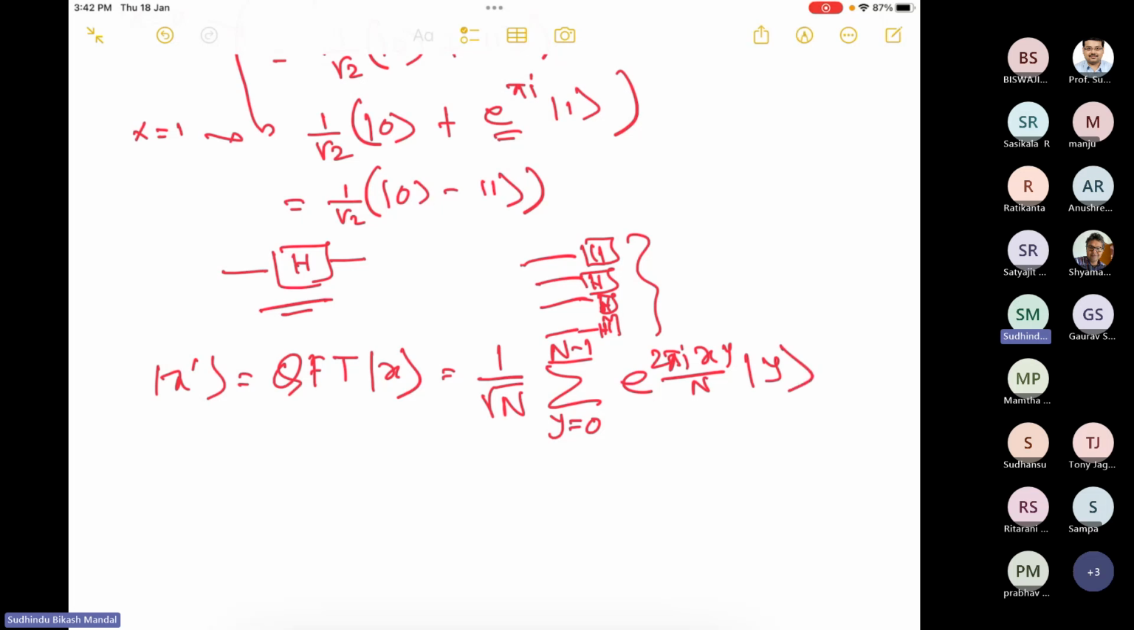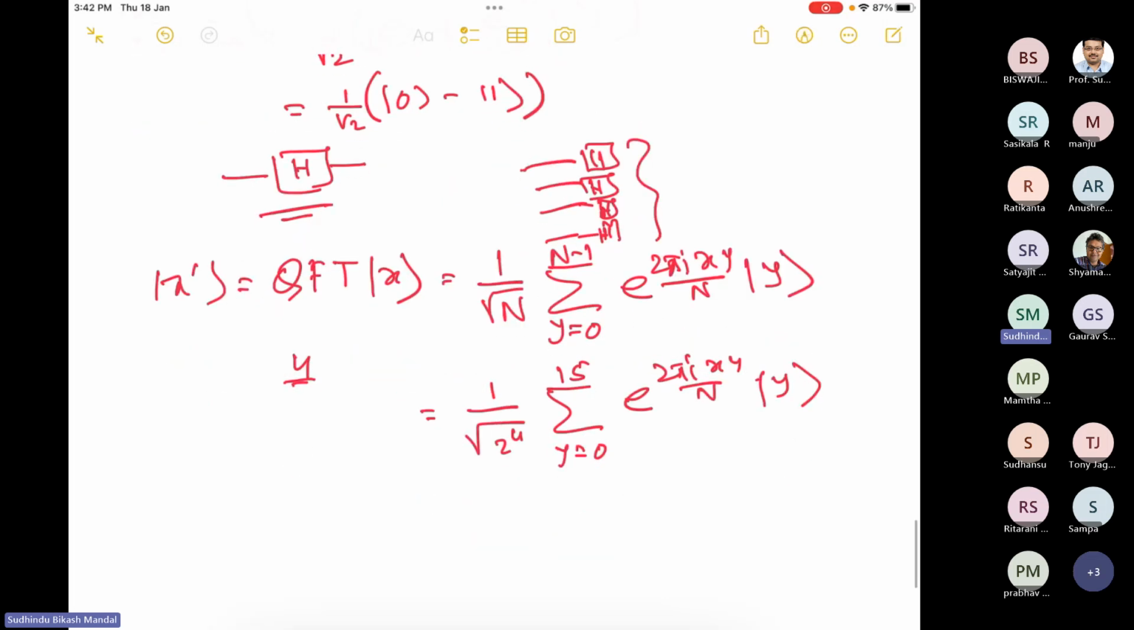So if it is our 4 qubit case, then what will be the expression? 1 by root over 2 to the power 4, sum over y from 0 to 15, e to the power 2 pi i x y by n. See, here the y value goes from 0 to 15: 0, 1, 2, 3, 4, 5.